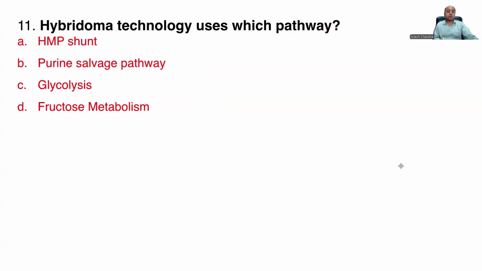Hybridoma technology uses which pathway? I'm sure you know hybridoma is a technique used to produce monoclonal antibodies, and it is based on the identification of the purine salvage pathway, to identify cells where the purine salvage pathway is not working, and therefore they are amenable to be grown in the HAT medium. So this is using the purine salvage pathway.